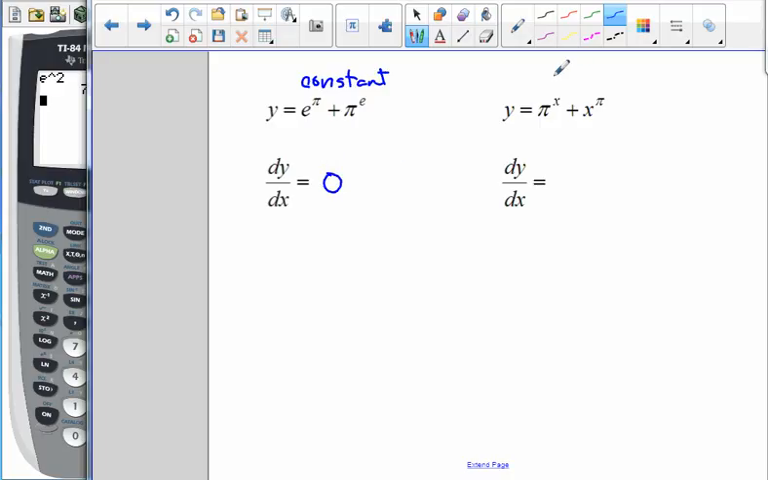Now this one over here has pi to the x, that's like a to the x, and x to the pi, that's like x to the n, those rules. So for pi to the x, my derivative is pi to the x times natural log pi. And for x to the pi, my derivative is pi x to the pi minus 1. All right, you should be ready for your homework on this section now.